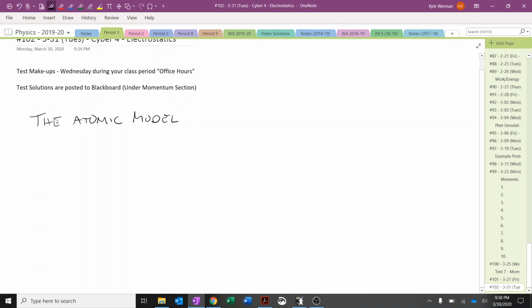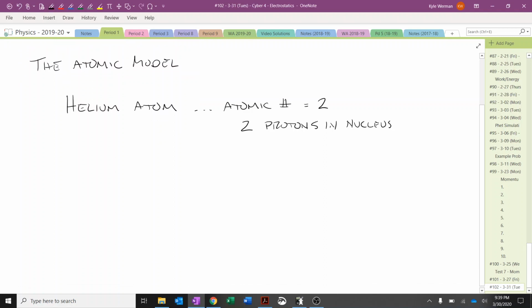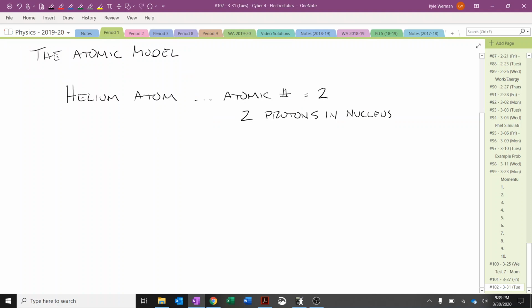So let's look at an atom in particular. Let's look at a helium atom. Helium has an atomic number, if you look in your periodic table, of 2, which means it has 2 protons in the nucleus. And so if we draw a picture, you would have your nucleus, which has your 2 protons. Now you also have these things called neutrons.